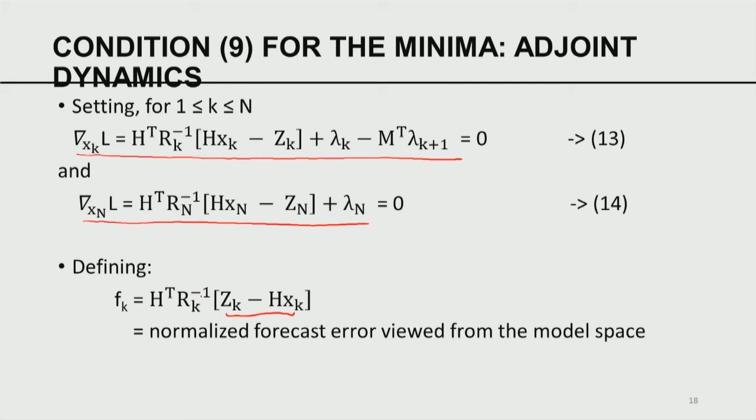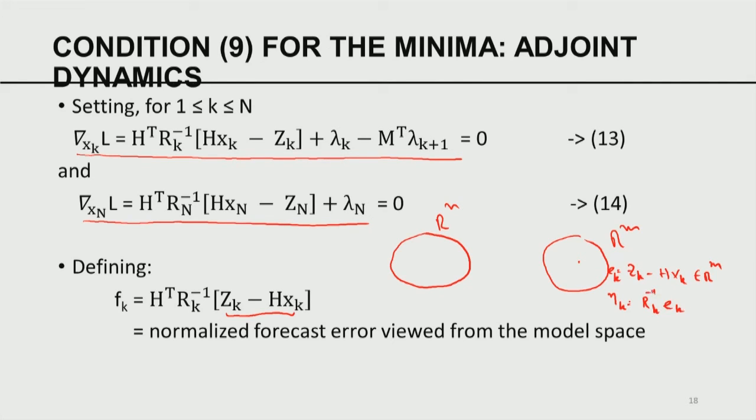I would like to now bring in the operator H transpose. We are looking at it for the first time. So this is R^n, this is R^m. So zk minus h of xk belongs to R^m. I'm going to call it ek. Then I'm going to call eta k, which is equal to Rk inverse ek. That is again belonging to R^m. So ek is the actual error. Eta k is the normalized error. H is a map that goes from R^n to R^m. H transpose is a map that goes from R^m to R^n. Therefore, H transpose eta k is f of k.